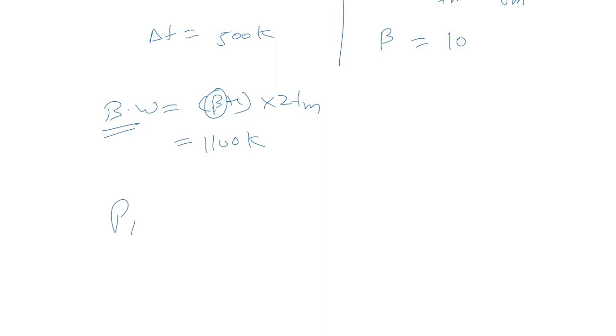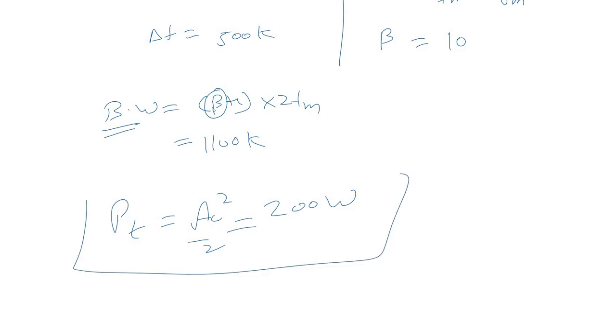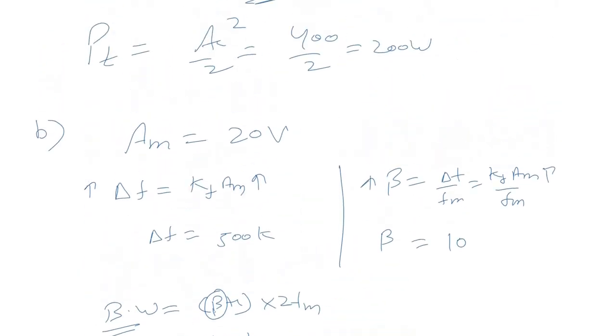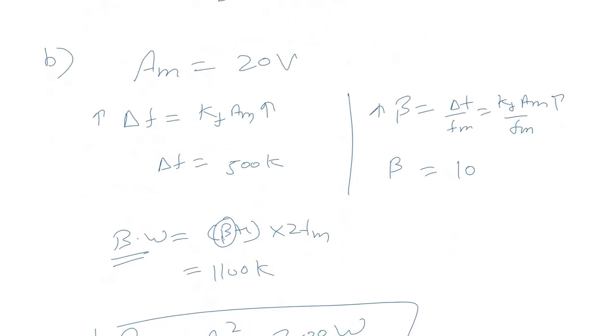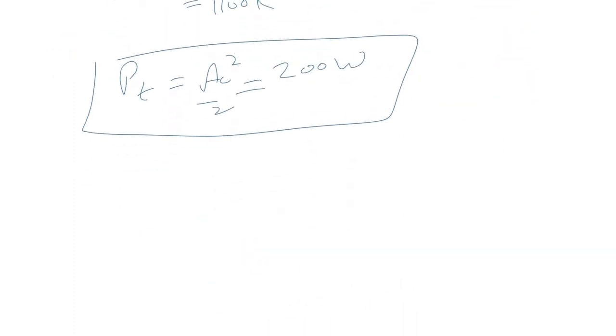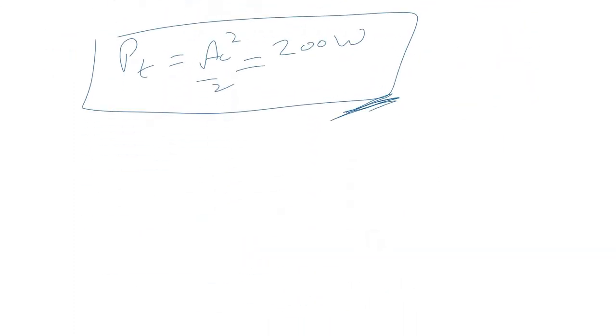What about the transmit power? It is AC square by 2, which remains the same, that is 200 watts. So clearly the increase in the amplitude of the message signal affects the frequency deviation, modulation index and bandwidth, but the transmitted power remains the same even if we increase the amplitude of the message signal.